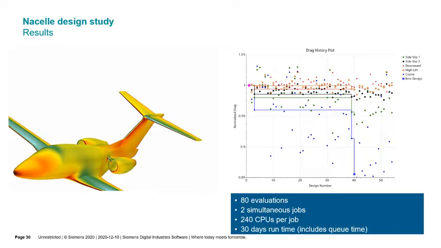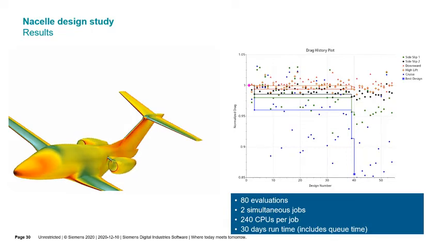So 80 total evaluations. I will mention that 17 of those resulted in errors of some kind. These are predominantly related to the CAD. Some combination of parameters results in a CAD operation that fails to execute or something like that. But it's also possible to get errors due to meshing or the solver not converging, and we did have a handful of those as well.